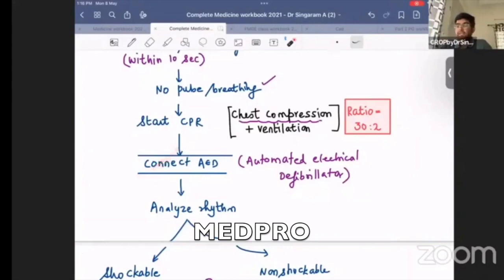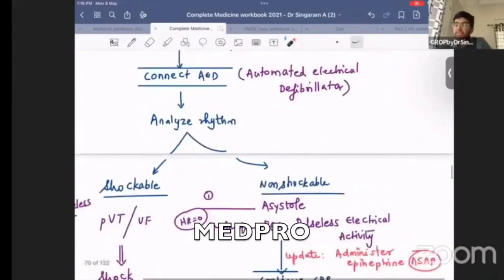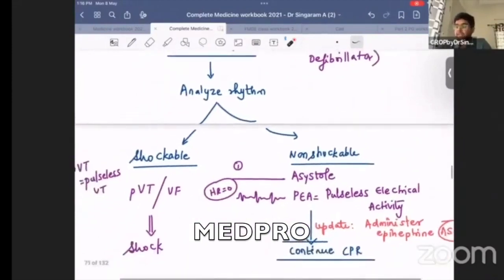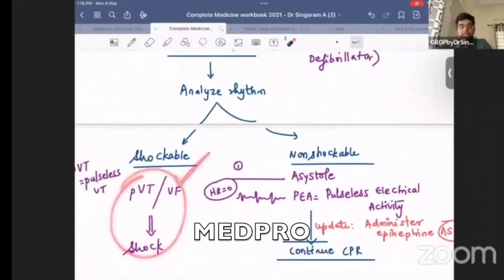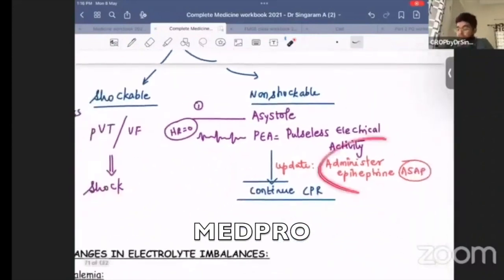The automated external defibrillator, what is the AED going to do? It is going to analyze the rhythm and divide it into shockable and non-shockable rhythm. If it is a shockable rhythm like VF or VT, you administer a shock. That is the point you need to remember. If it is a non-shockable rhythm, what is the update? You have to give epinephrine and then only continue CPR. So first will be adrenaline or epinephrine, and second only would be the CPR continuation. This is for a non-shockable rhythm. And don't forget, this is an important update topic.